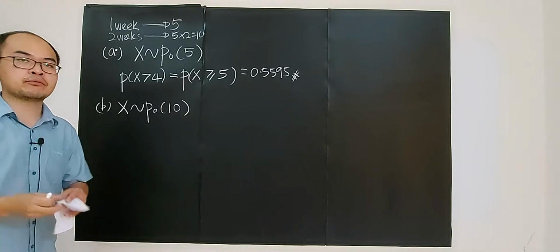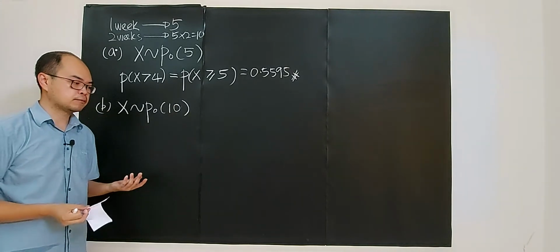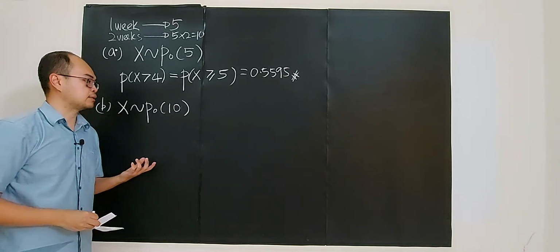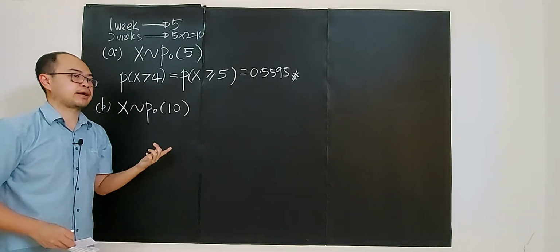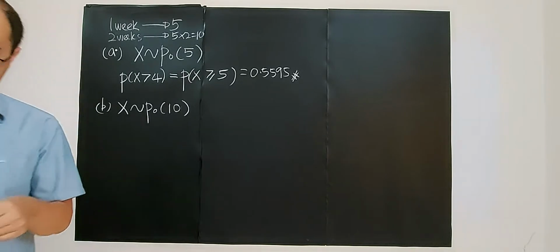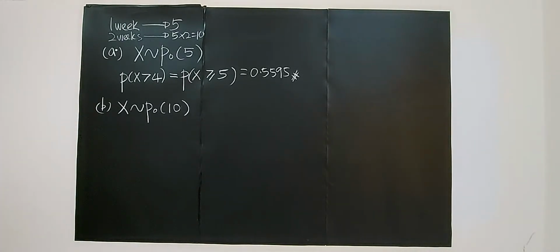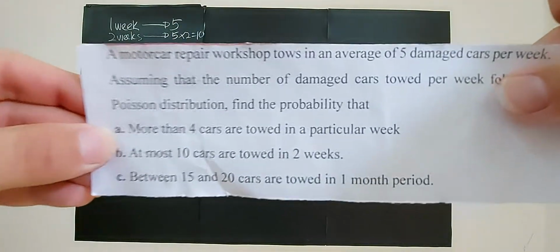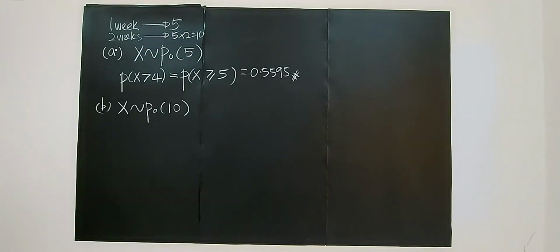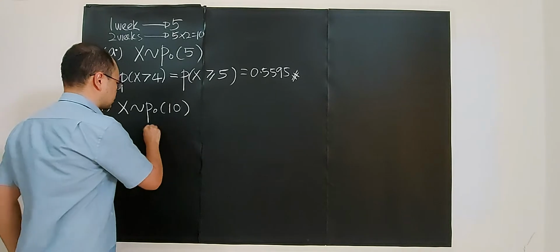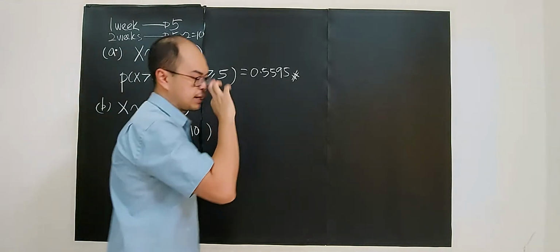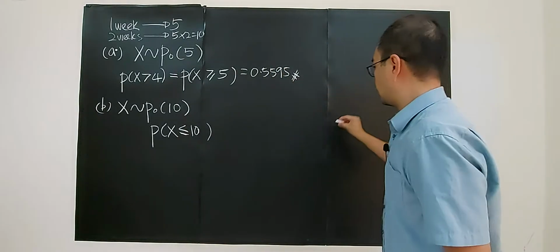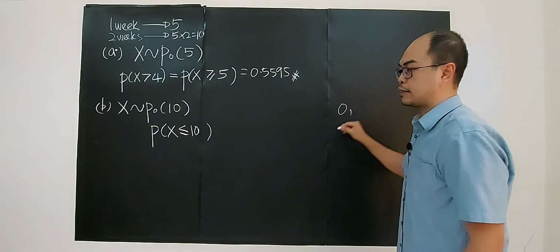It's not the real one, but we expect that if 1 week is 5 damaged cars, then for 2 weeks we will expect to have 10 cars. This is the way we use the Poisson distribution. The question asks us to find at most 10 cars. At most 10 cars is actually less than or equal to 10. It can be no car damaged in those 2 weeks.